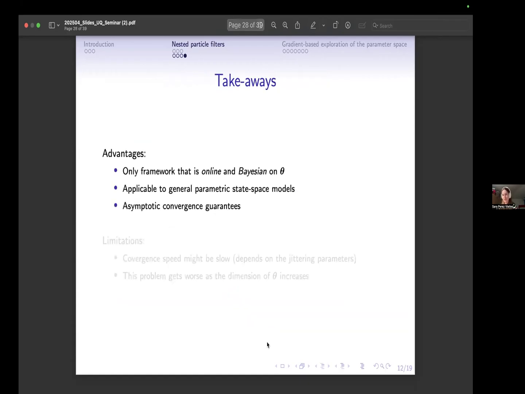If you have any questions, stop me, please. Just to finish this part, let me summarize what I just explained. This framework is quite interesting because I think it's the only one that is online for Bayesian inference and state tracking at the same time. That means that we never need to reprocess anything from before time t. It can be applied to generic parametric state space models. We are always assuming that theta is a finite object.